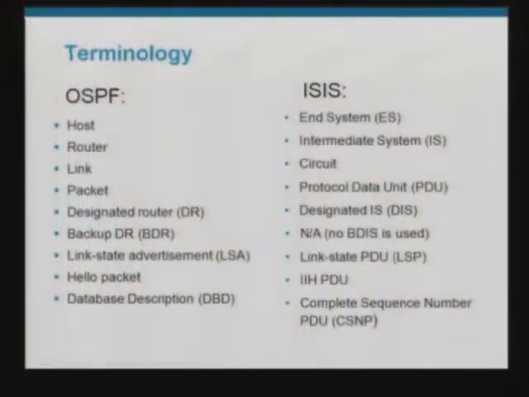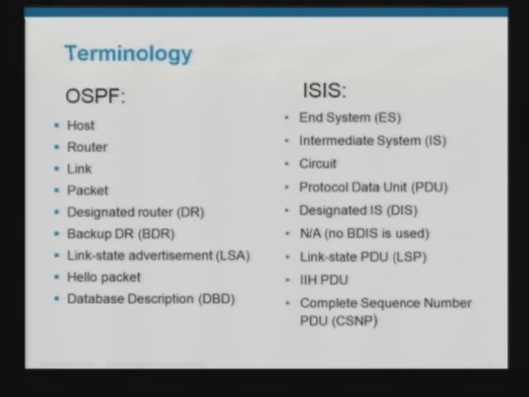So, host in OSPF: you can run OSPF with a host, for example a Linux box. The equivalent of host in IS-IS is the end system, or ES-IS. When you run IS-IS, the routing between the host and the router, the process called ES-IS, end system, forms the routing relationship with the IS, which is the intermediate system. Router is called IS, intermediate system. The links are called circuits in IS-IS. Packets that we are familiar with in IPv4 are called protocol data units in IS-IS.